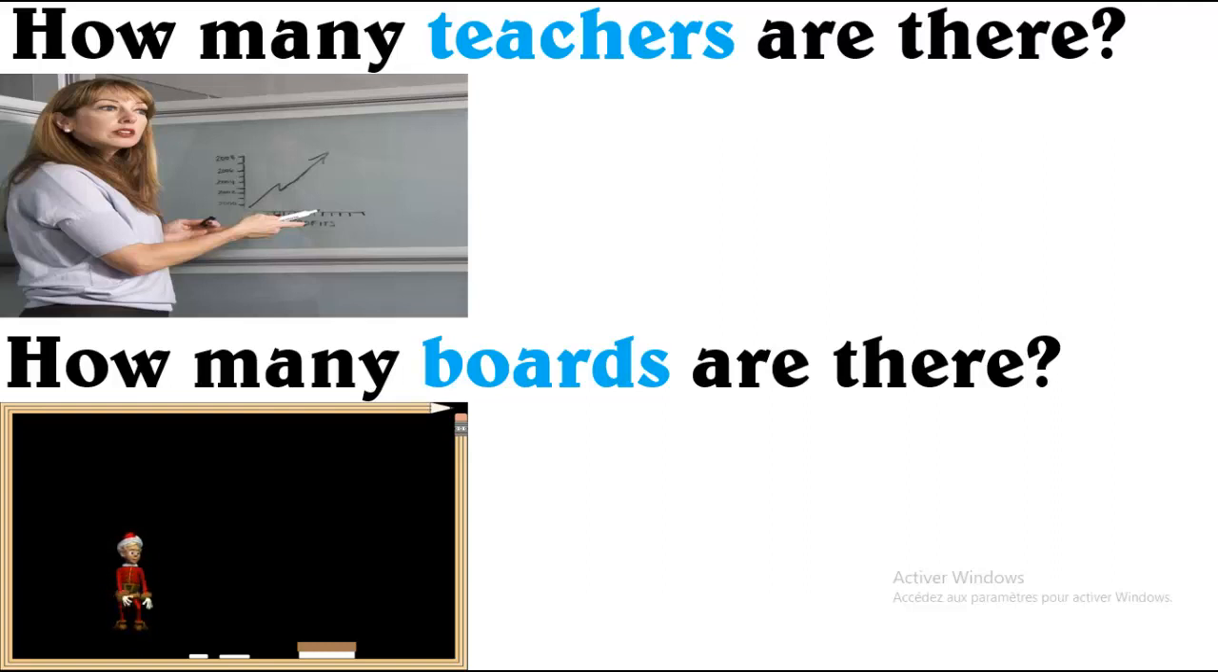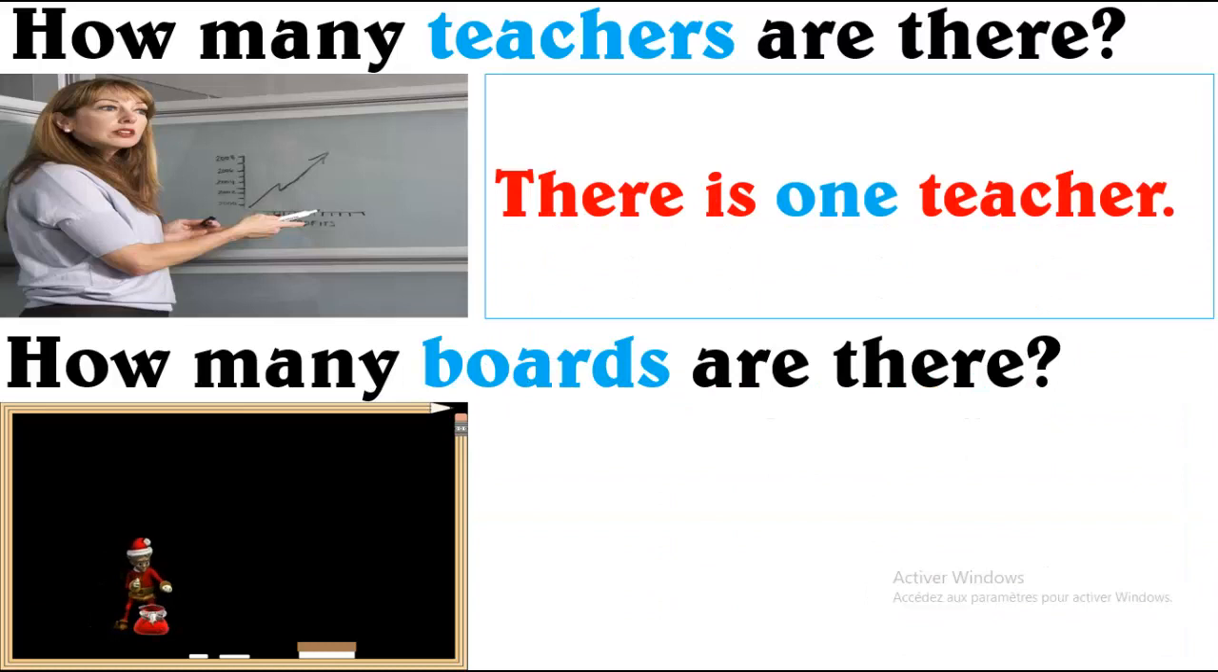If it is one, singular, there is. Le singulier, c'est there is. Si c'est un seul ou bien une seule, on dit there is. There is one teacher. Il y a un professeur. There is one teacher in the classroom.